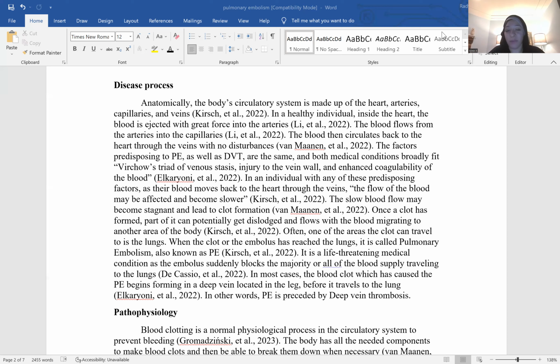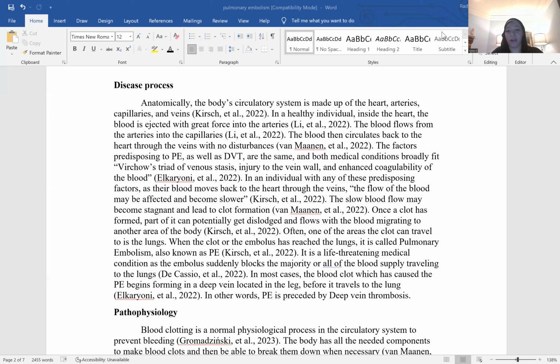Once a clot has been formed, part of it can potentially get dislodged and flow with the blood, migrating to another area of the body. Often, one of the areas the clot can travel to is the lungs. When the clot or the embolus has reached the lungs, it is called pulmonary embolism, also known as PE. It is a life-threatening medical condition as the embolus suddenly blocks the majority or all of the blood supply traveling to the lungs.